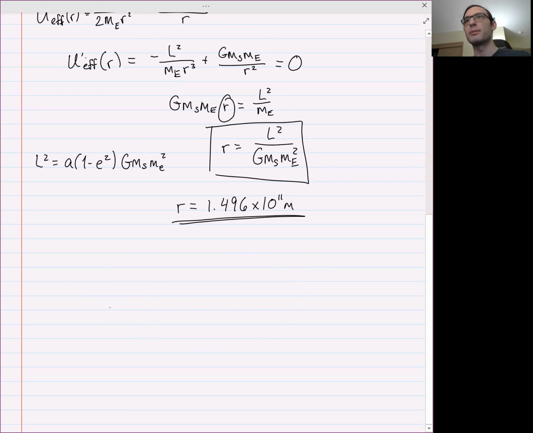And now we don't really need much of anything else. Actually, we will need L. So let me write down what L works out to be. L works out to be 2.66 times 10 to the 40th. And then what units does L have? It has units of momentum times distance. So it has units of kilograms meters squared per second.